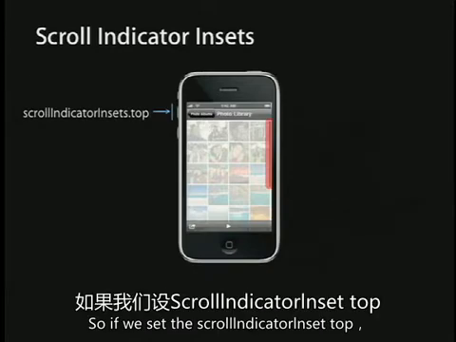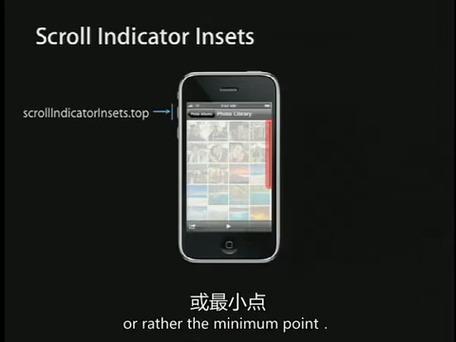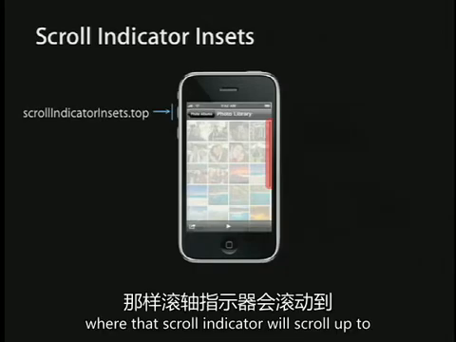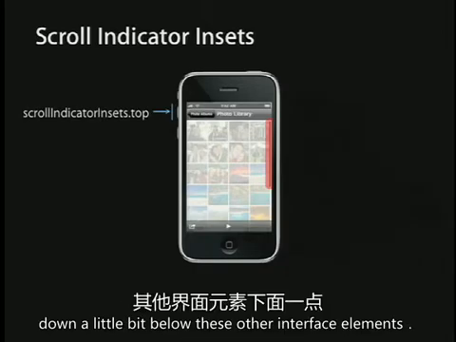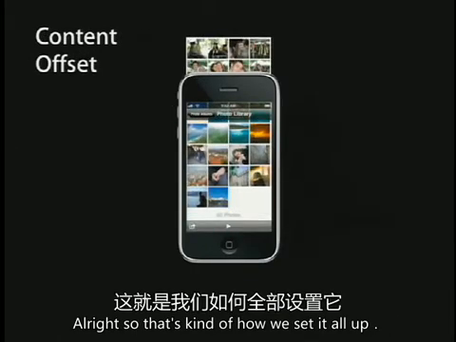So if we set the scroll indicator inset.top, that'll set the maximum point, or rather the minimum point, where that scroll indicator will scroll up to, down a little bit below these other interface elements. All right, so that's kind of how we set it all up.